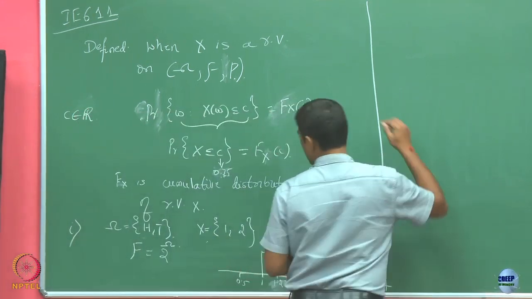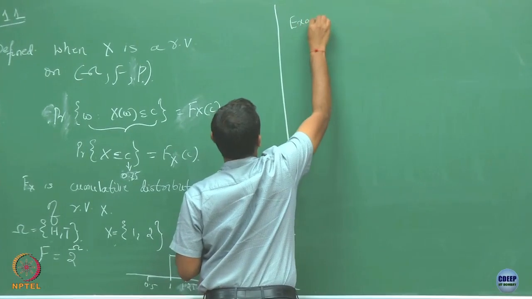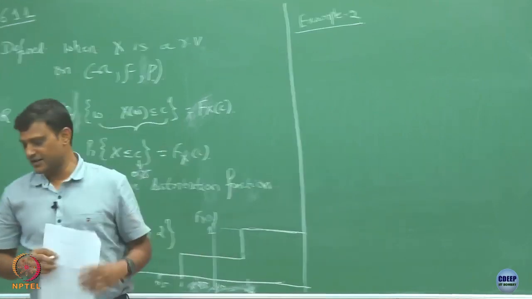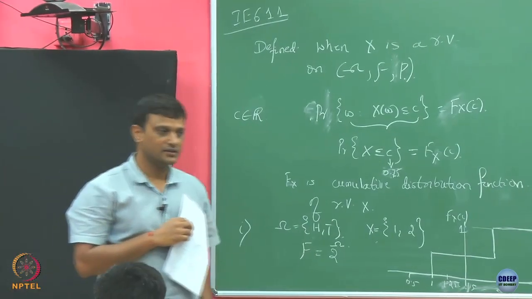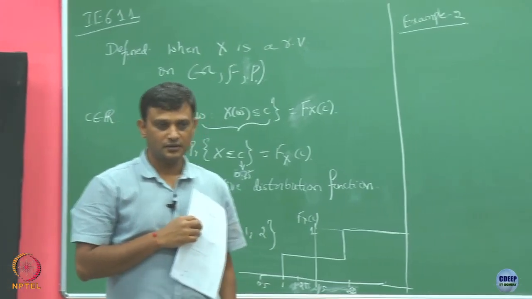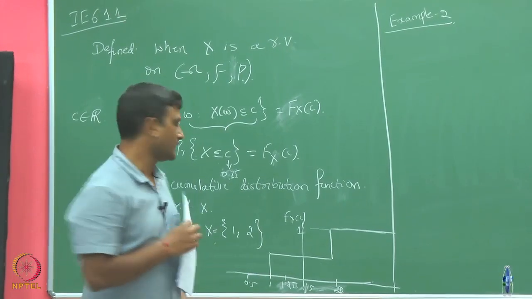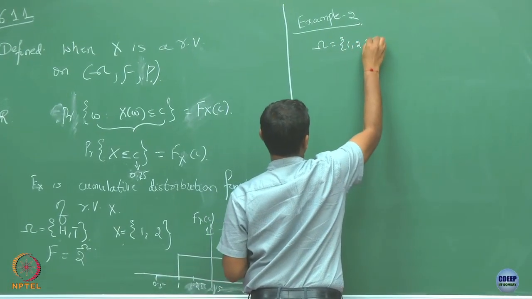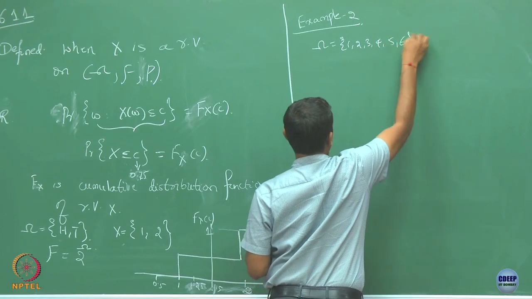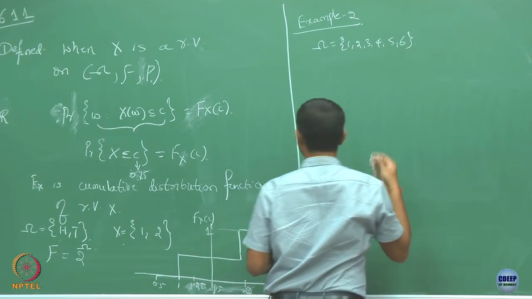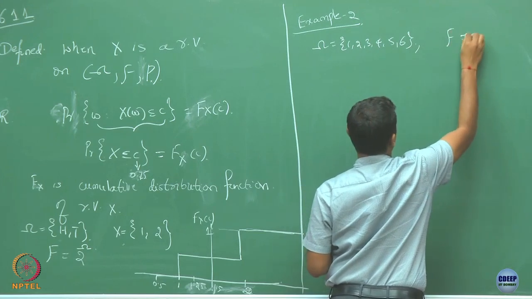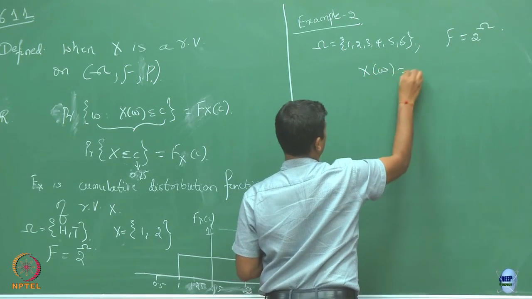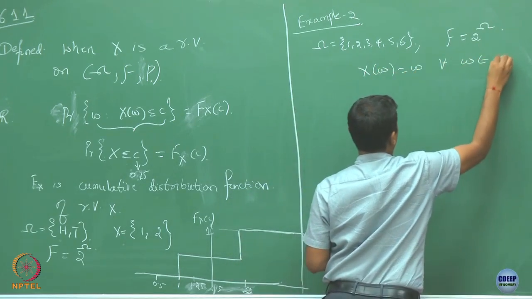Now let us look at another example which we should be able to quickly plot. Let us say my second example is the toss of a die. In that case my omega is going to be 1, 2, 3, 4, 5, 6, and let us take my F to be 2^omega, and let us take X(omega) to be omega for all omega.